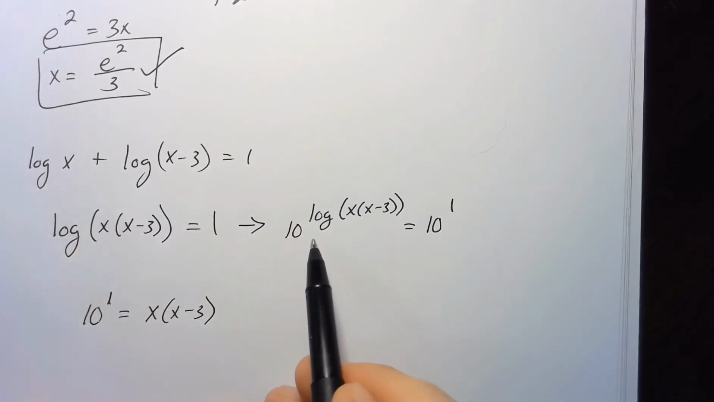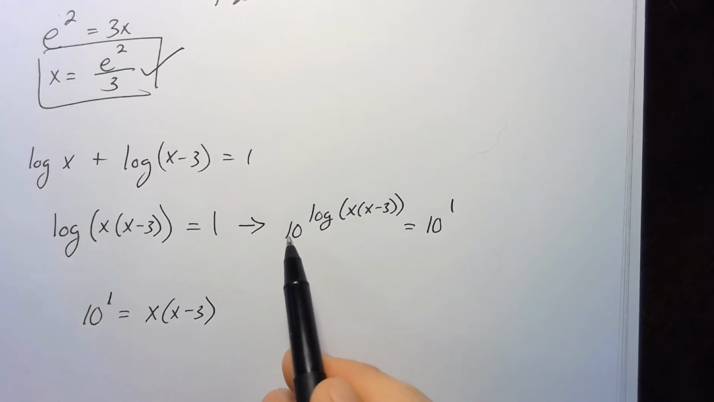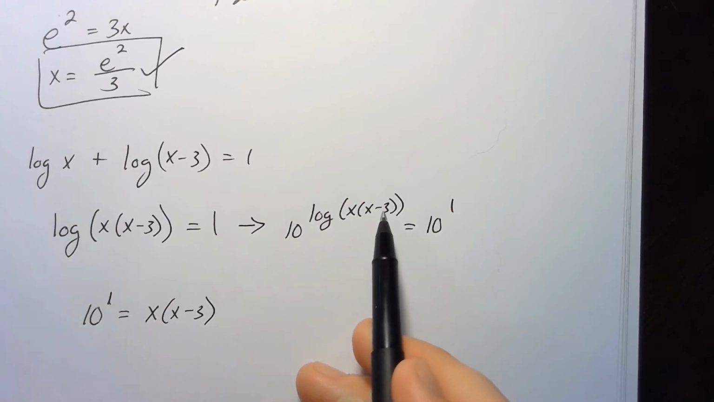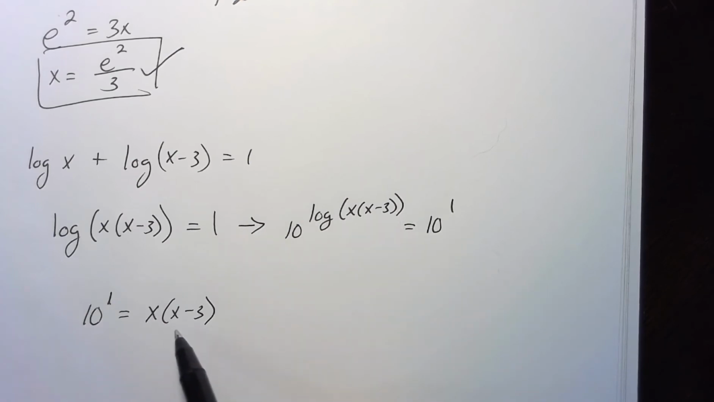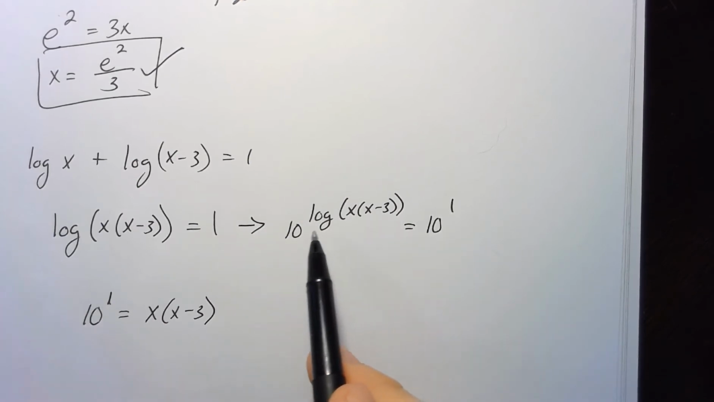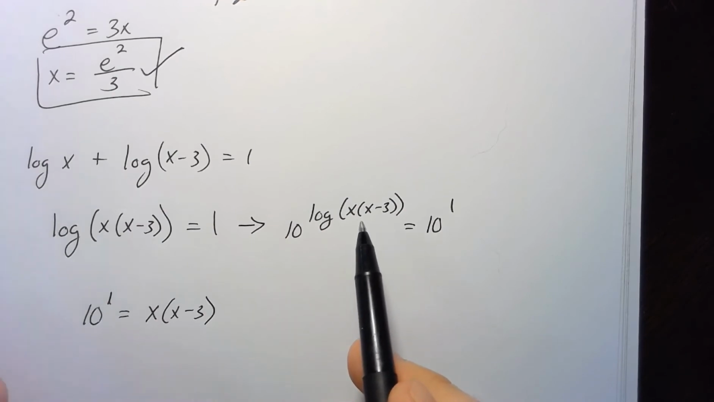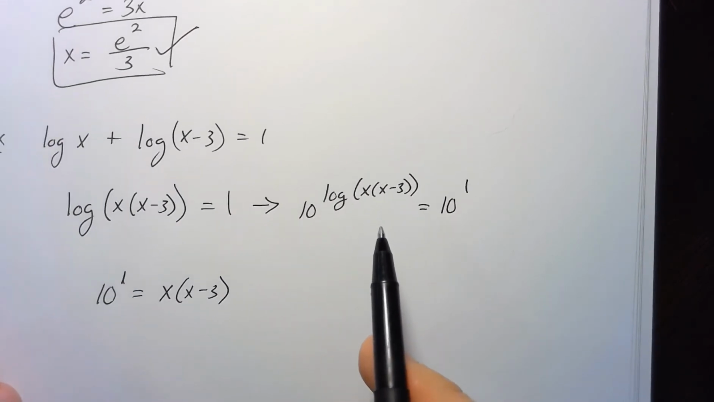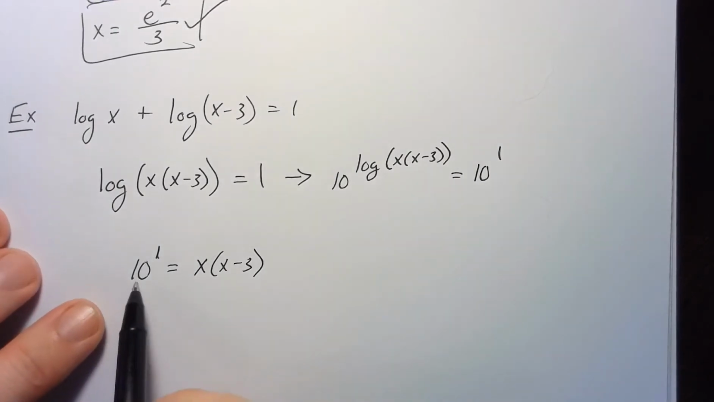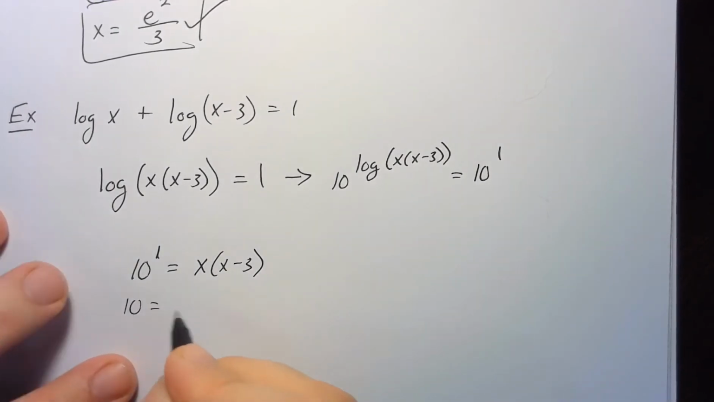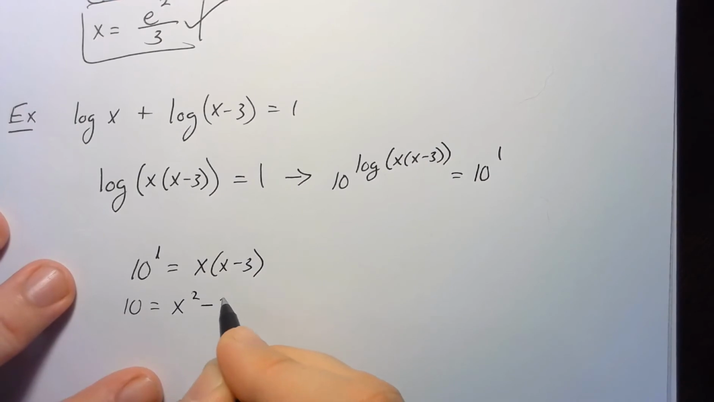Now the reason why I find this a little bit more complicated is because 10 to the power of log base 10 of x times x minus 3, this should be understood as x times x minus 3. But in a lot of cases it's difficult to remember that particular rule from the original starting point of logarithmic expressions. But in any case, we get to here, so 10 to the power of 1 is simply 10, and we get x squared minus 3x.